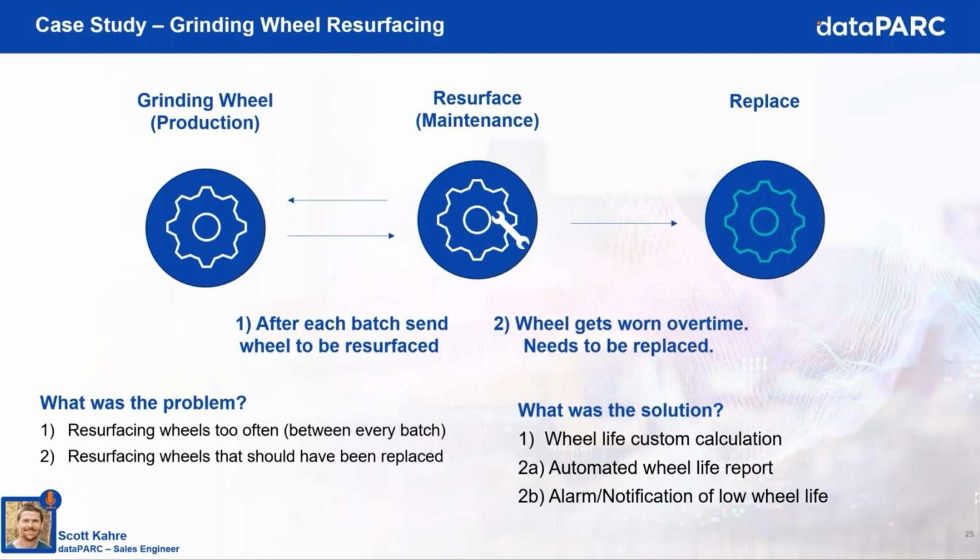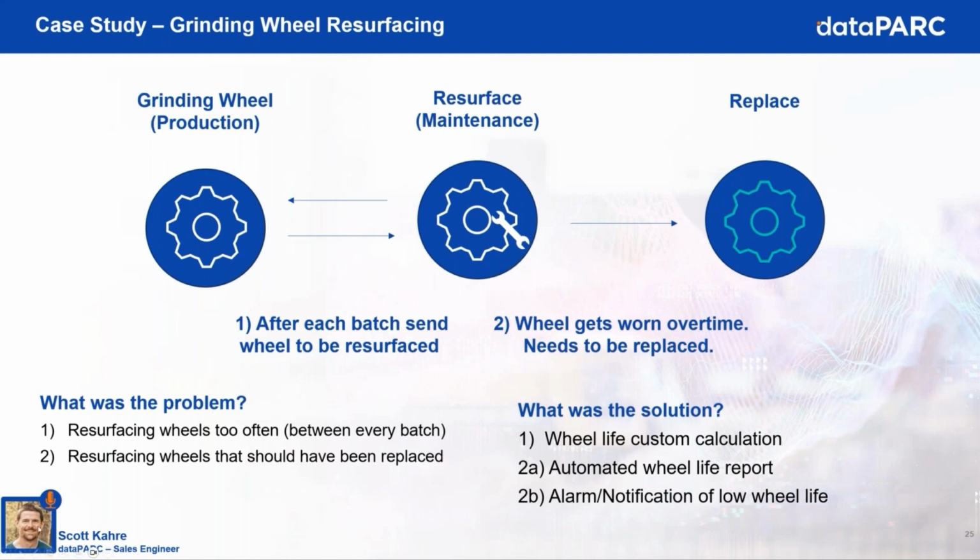Once you've got that calculation in place, then you can build a daily report that will show the results of that calculation to basically indicate the life of each grinding wheel and how much is left, so that you can keep an eye on the situation and be ready when it is time to either resurface or replace them. In addition to that, with this wheel life calculation, we can set up alarms and notifications if any of them are getting to a point where they're in danger of being worn out enough to cause downtime or quality issues. So those are all things that we can apply.